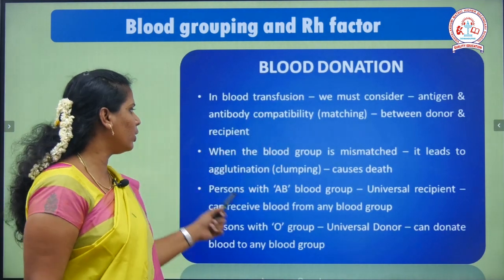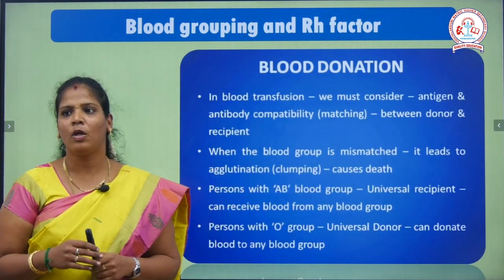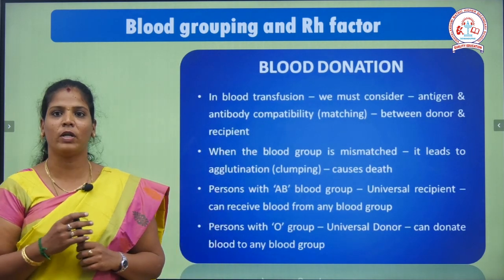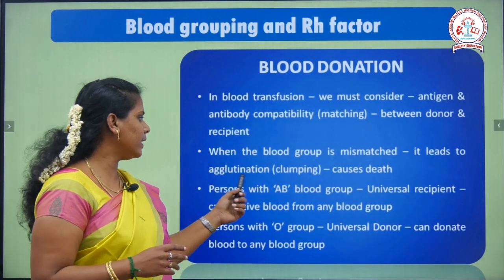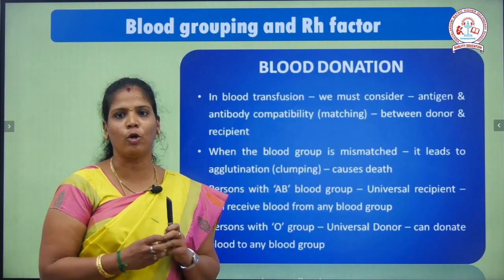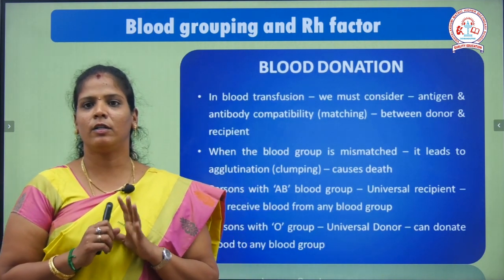Then for antibodies in the plasma, A group individuals have anti-B antibodies, B group individuals have anti-A antibodies, group AB has no antibodies, and group O possesses anti-A and anti-B antibodies. So for antigens in the red blood cells, blood group A has the A antigen, B blood group individuals have the B antigen, AB blood group possesses A and B antigens, and group O does not possess any antigens.